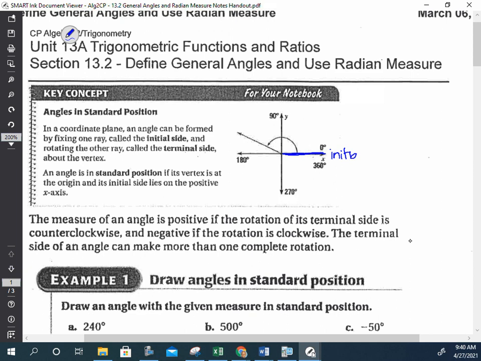The initial side is where the angle starts. So your initial side is always on the x-axis. The other side is called the terminal side. It marks where the angle ends. And of course, the angle is the part in between.